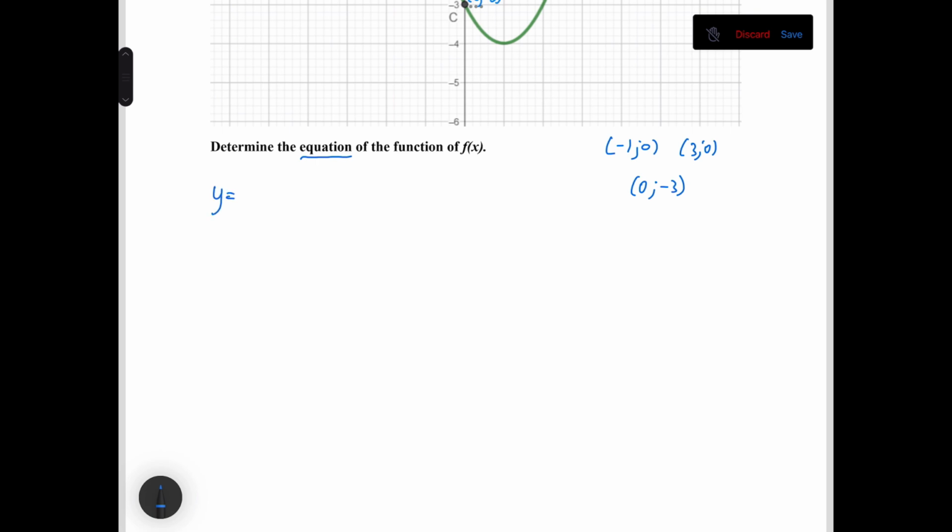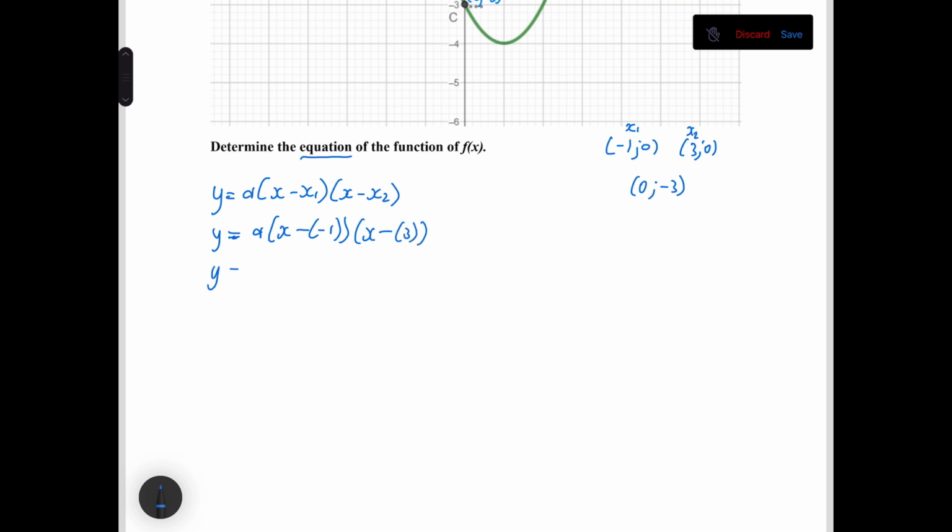It's y equals a open bracket x minus x1, the first x-intercept, and then x minus x2, the second x-intercept. That's x1, that's x2, we can label it as such. And then we substitute. Now it's very important to substitute with brackets so that you don't get the wrong signs in the brackets. Right. So it's going to be open bracket x minus open bracket 3 close bracket.